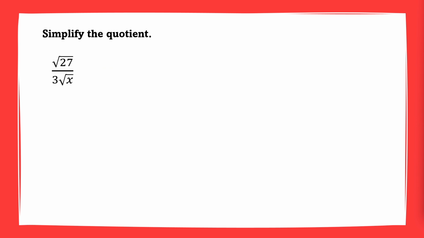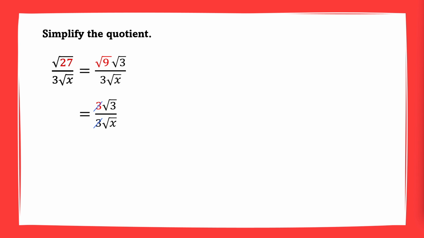Here, start by simplifying the square root of 27, which has a perfect square factor, 9. Rewrite 27 as 9 times 3 and separate the two factors. Taking the square root of 9, we get 3 root 3. Next, the 3 in the numerator and the denominator cancel out, leaving us with root 3 over root x.